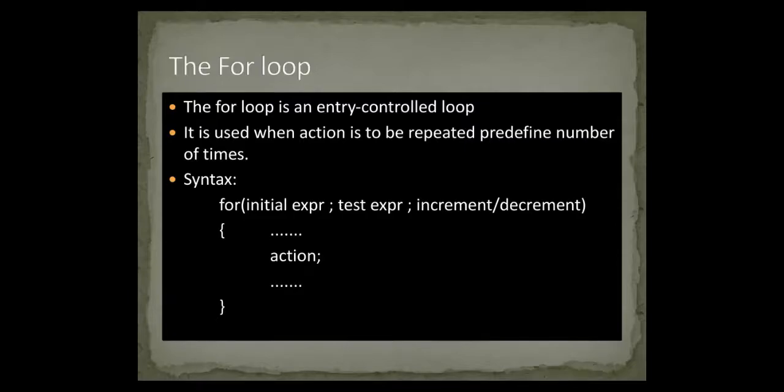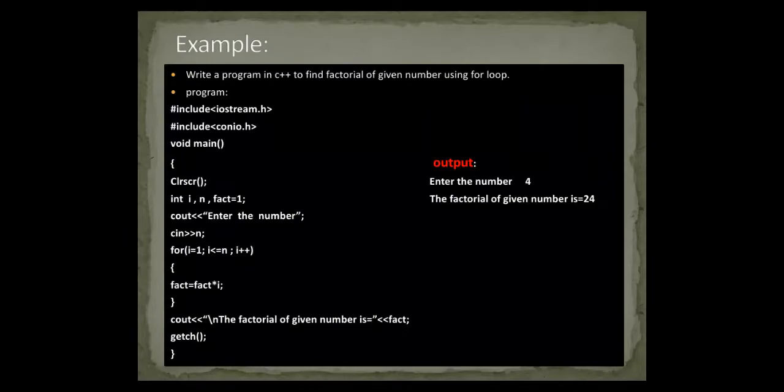That's why this for loop is called an entry control loop, and this loop will repeatedly perform the action until a certain condition is evaluated. Once that test expression is false, the loop stops. Okay, now let us see the example for this for loop. Now we have one example. Write a program in C++ to find the factorial of a given number using a loop.